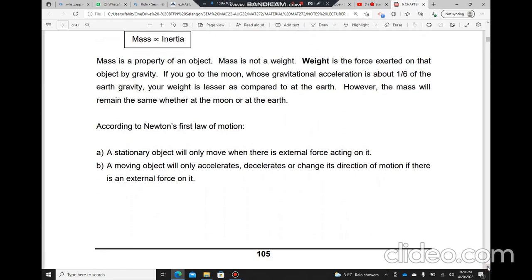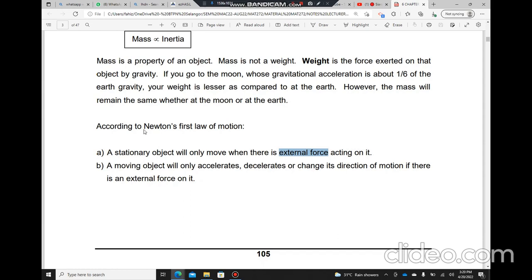So according to Newton's first law of motion, a stationary object will only move when there is external force acting on it. Maksudnya kalau objek tu yang rest, yang berada pegun, dia akan bergerak kalau ada external force. And then a moving object will only accelerate, decelerate or change its direction of motion if there is an external force on it.